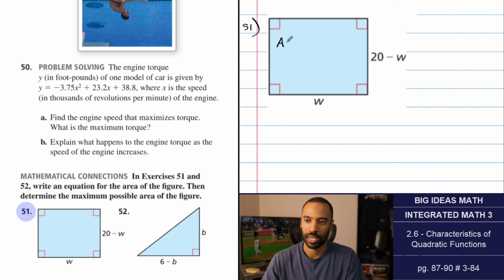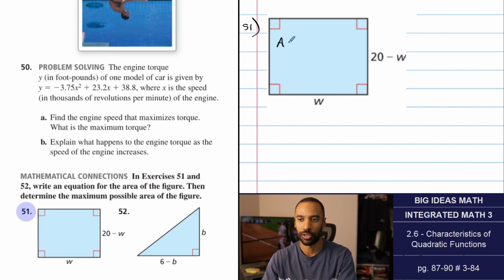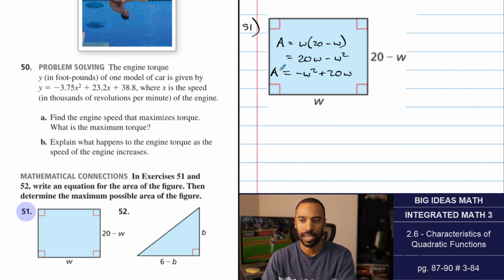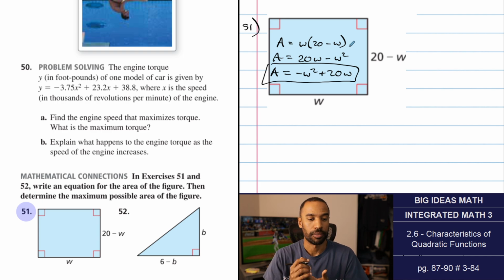So write an equation for the area of the figure. The area of the figure is length times width, or width times length. However, here the length is represented as 20 minus W. So if I distribute this, I get 20W minus W squared, or should I say negative W squared plus 20W. So there is an expression for area in terms of width.